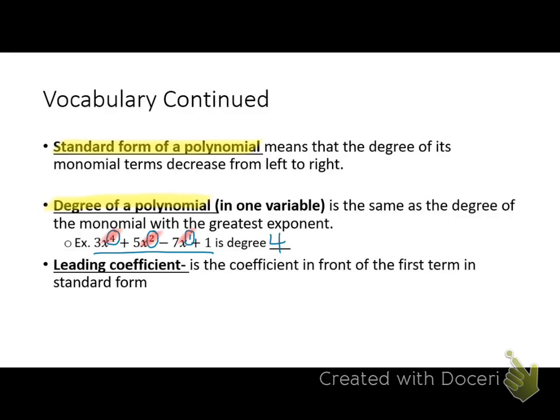Okay. The leading coefficient, which is our last vocabulary term on this slide, is the number in front of the highest degree, or the first term when in standard form. So using the example from above, 3 is going to be the highest one, and that's because it is in front of the x to the 4th term, which has the highest degree. So let's go do some examples with some of these so we get a little bit more practice.